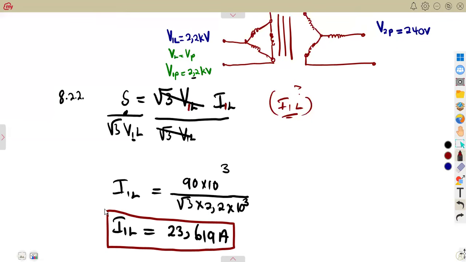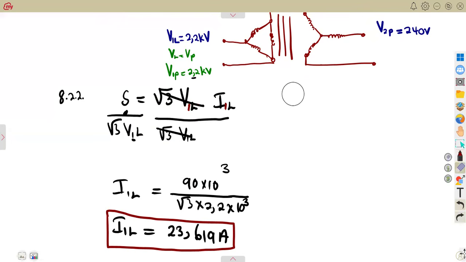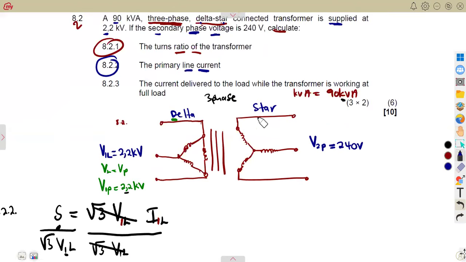We have the rating. Remember, this same rating that we are talking about can also be given as the square root of 3 times on the secondary side. It will be the same thing on the secondary side. But because we need the primary, we use it for the primary. So the same formula can be used on the secondary side.